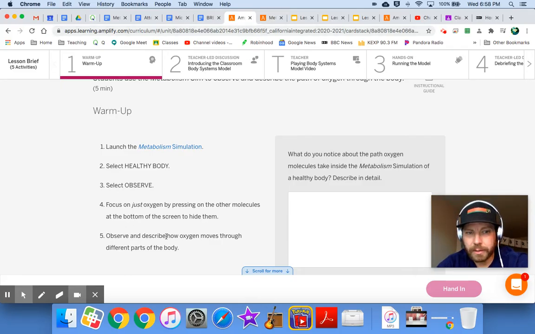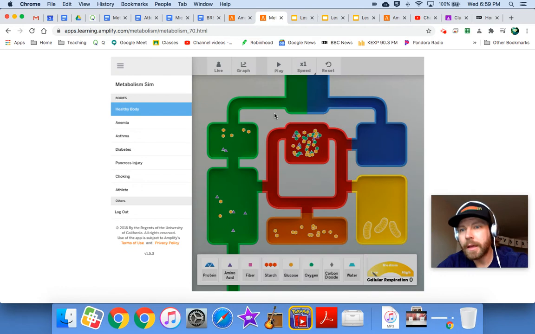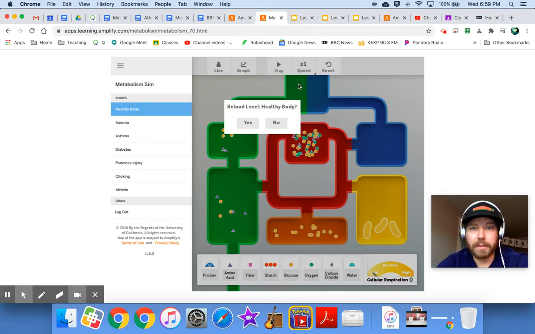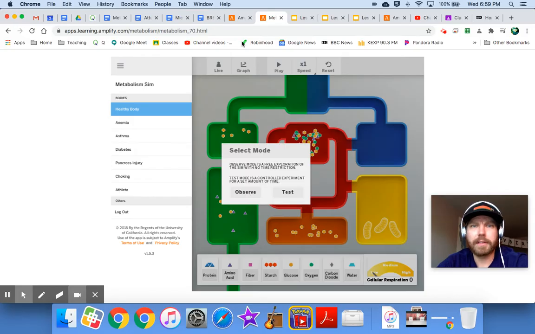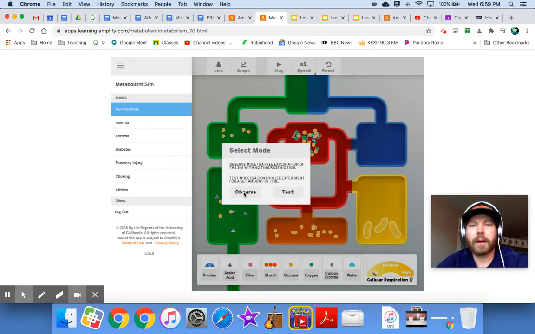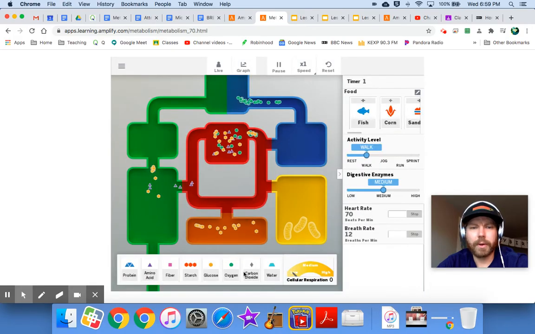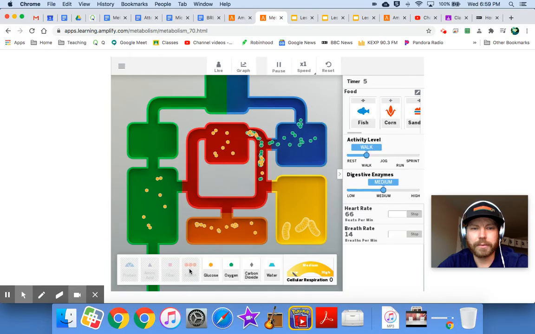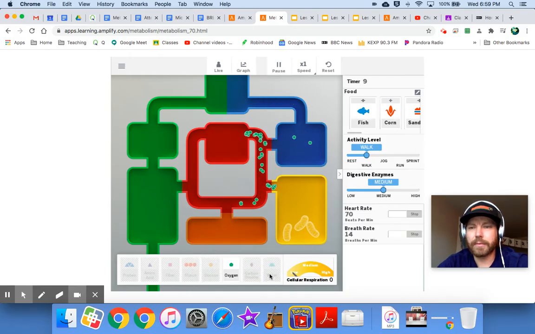And it says, observe and describe how oxygen moves through different parts of the body. Interesting. So we select healthy body, reload, yes, sure. And then, wait, did it say test or observe? It said observe, great. We're going to go to observe, and I want to click on all the other molecules except for oxygen. That's all I want to focus on.